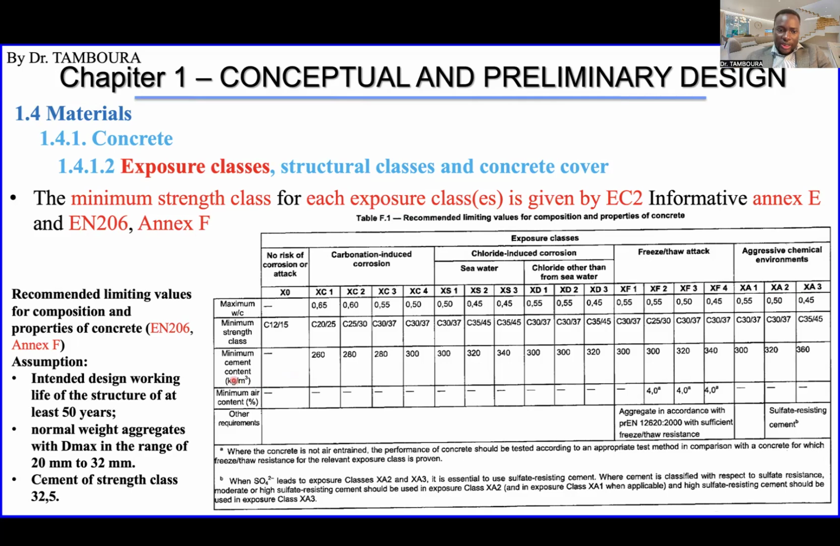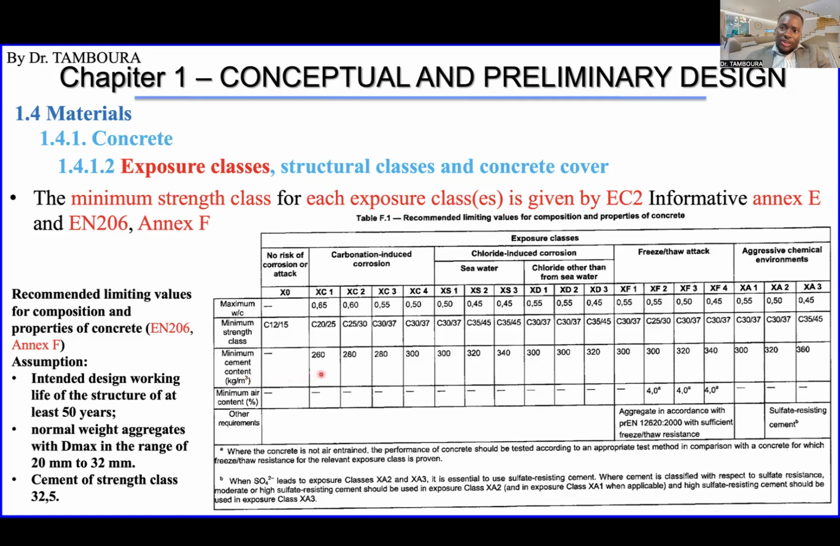And then we have next, sorry, the minimum cement content, the amount of cement you need to have. You have here 260. It means kilograms per cubic meter.